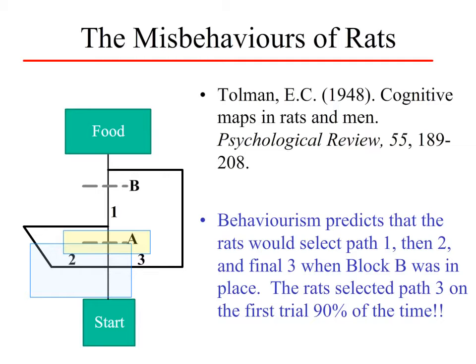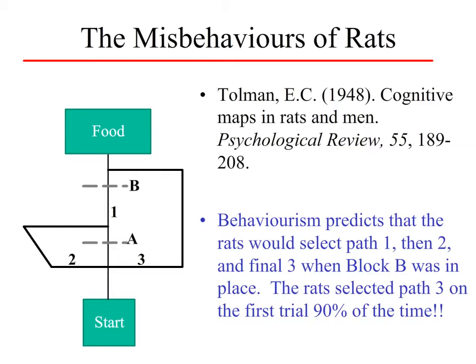And it turns out that the rats did that. So that's not the interesting component here. We know that the rats are going to take path number 2. However, if we put another roadblock in place, roadblock B, what the behaviorists would predict is that the rats would again take path number 2, find out that route is blocked at point B, and then return, and then finally take path number 3.